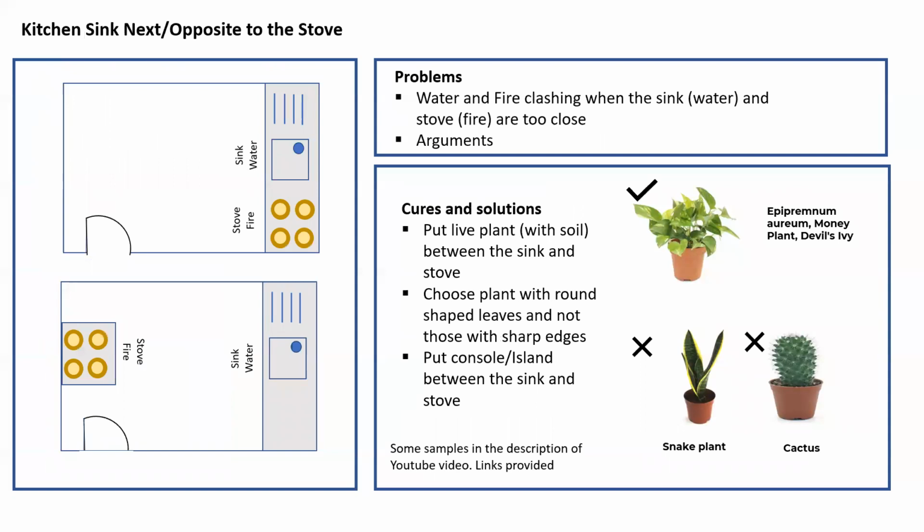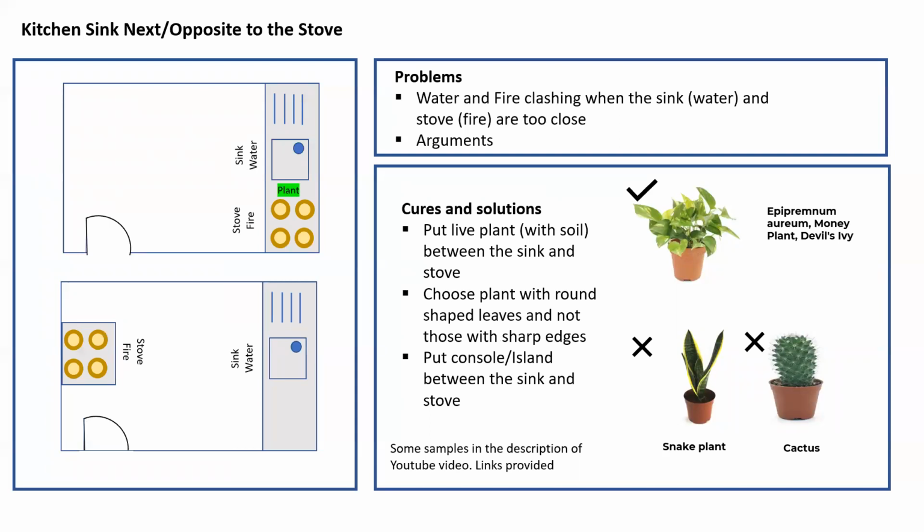The other SHA Qi that is very common at home is having the kitchen sink next to or opposite the stove, as shown in the diagram below. This problem is a case of water and fire clashing, and it can lead to arguments at home. How we go about solving it is by having plants.